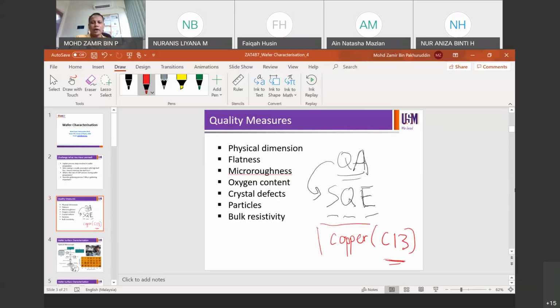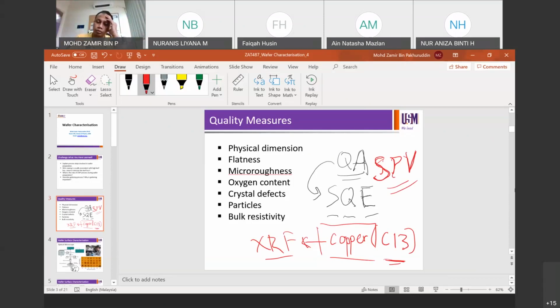So therefore, copper has to be controlled very, very strictly and accurately. So this can be characterized. Last time, Silterra used XRF, X-ray fluorescence, to characterize how much copper is left on the surface before the actual fabrication can be run. Many more, there is the SPV, I didn't mention SPV here, surface photovoltage. Not photovoltaic, voltage. Voltage, surface photovoltage, SPV. This is also to characterize surface condition.